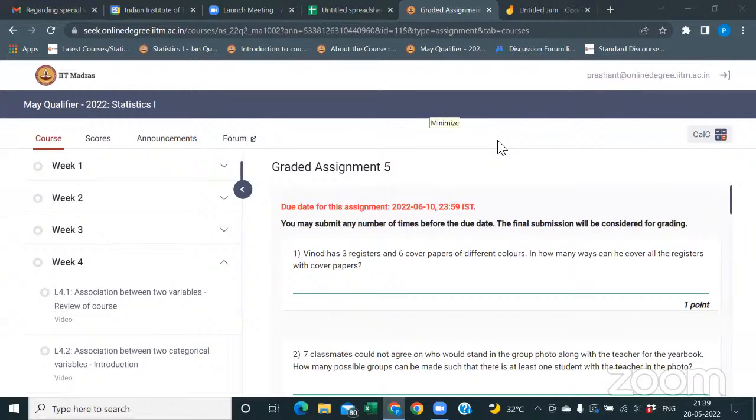So it will not be a timed mock. The mock will be available throughout the day. And there will be 2 mocks. If a timed mock is there, then you will be notified.